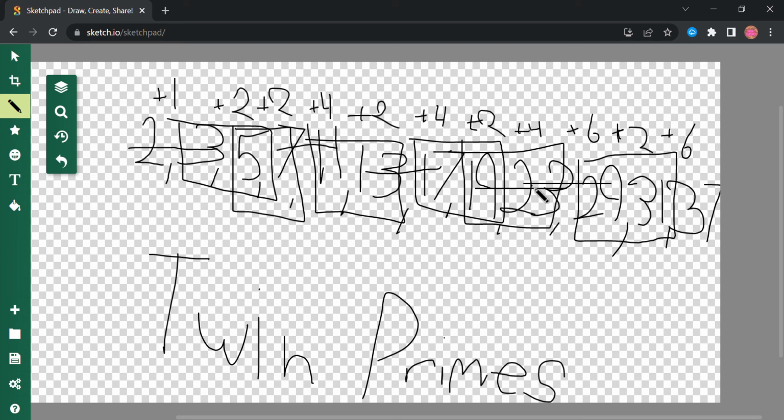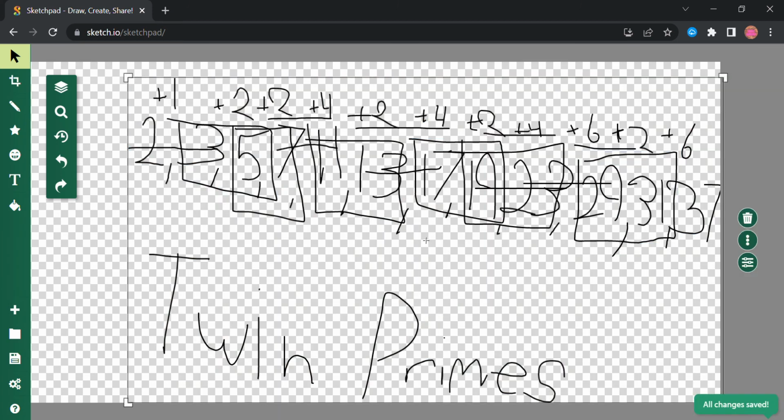Anyway, 37 to 39 after that is 2. That's like a repeating pattern. 2 and 4, 2, 4, 2, 4, 6, 2, 6, 2. There would be a 6, 2 after that. But it's cool how that works. Basically, what twin primes is, is that there will never not be a case where there is a difference of 2 between two numbers. So that's pretty cool, I'd say.